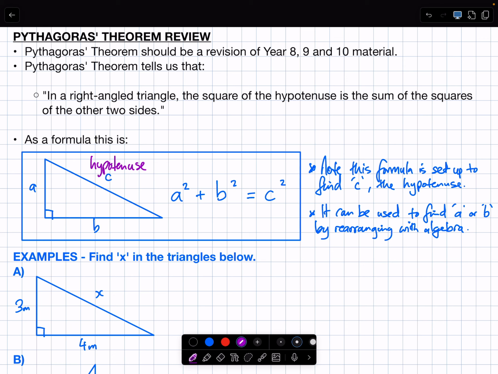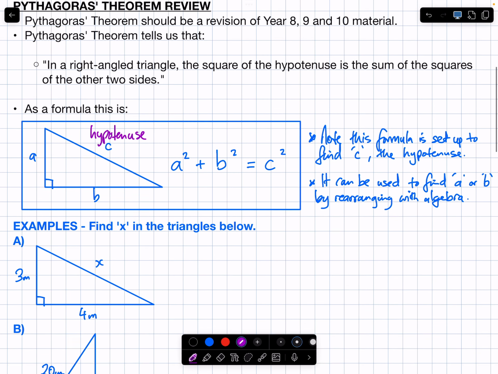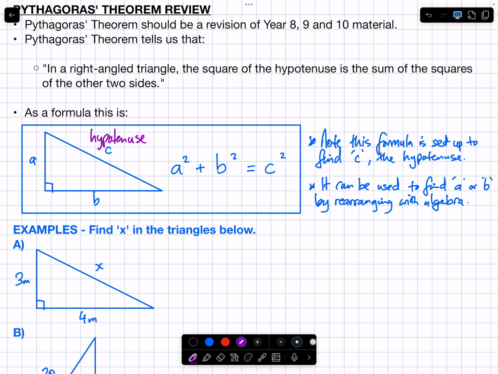You can rearrange it to find A or B by rearranging with algebra. I'll give you one example to do that. Can you get the formula down, please?